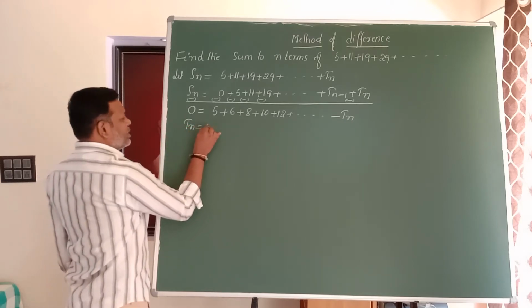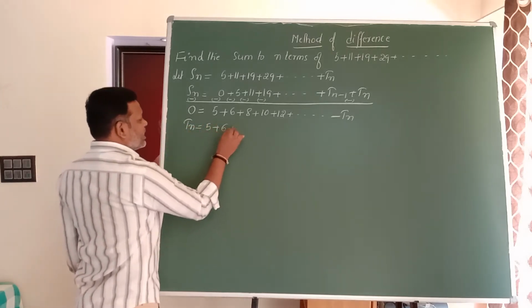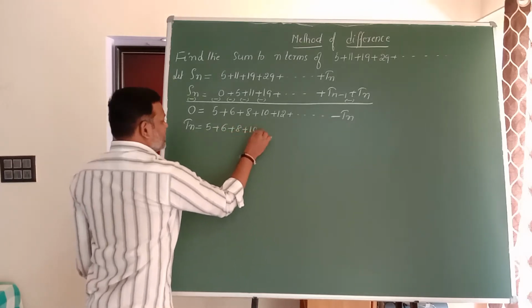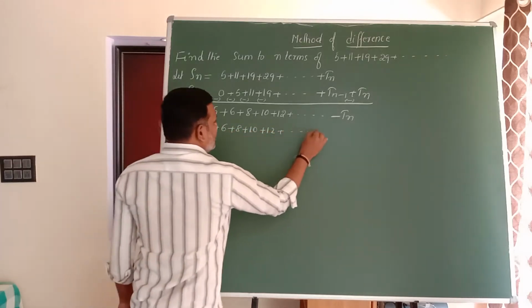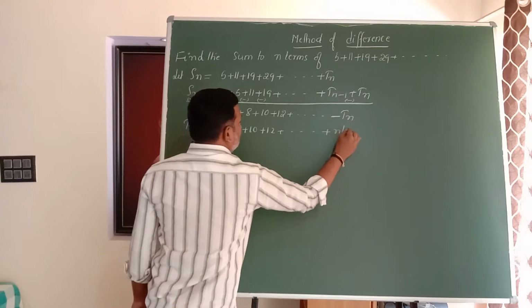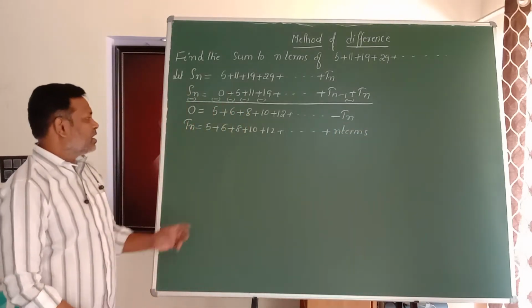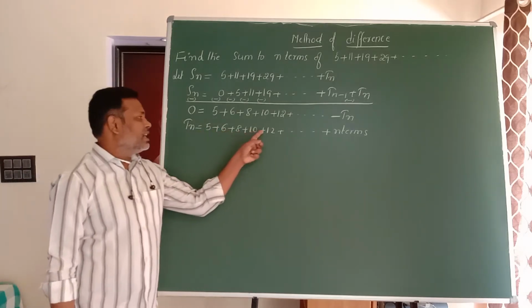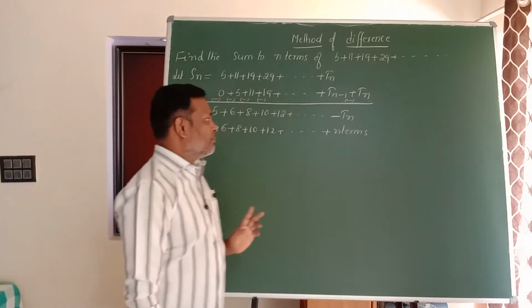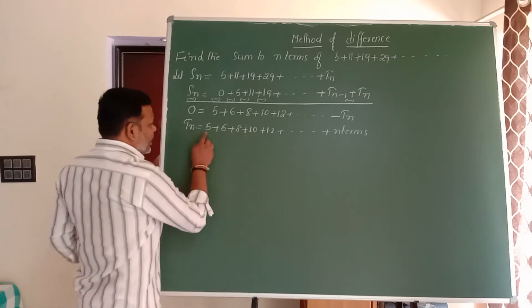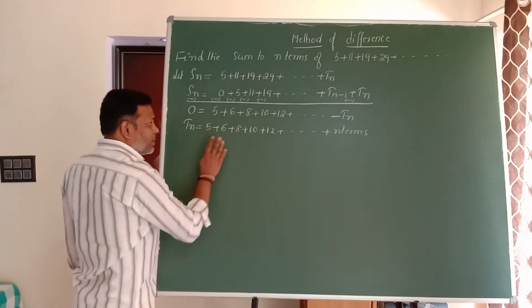Plus Tn is equal to 5 plus 6 plus 8 plus 10 plus 12 up to n terms. Look at my question. If you consider 5, 6, 8, 10, 12 up to how many terms? N terms. If we include 5 in this series, it will not become AP.